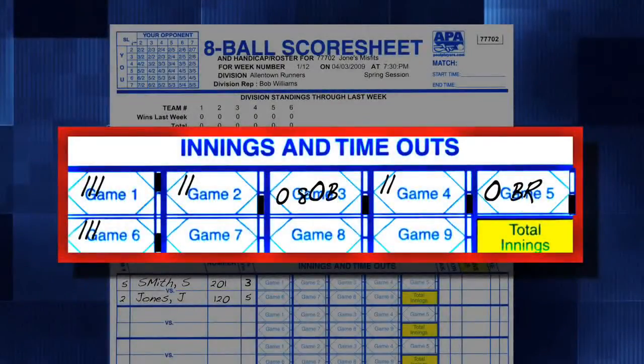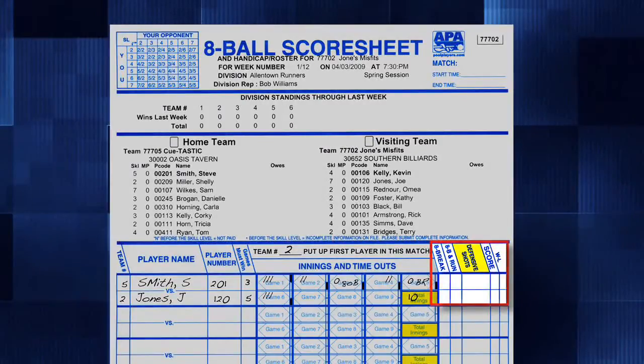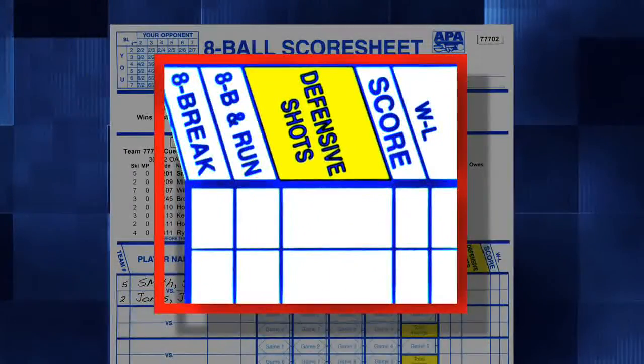The total innings block. Add up all of the innings for the entire match and enter the total in the total innings block shown here. The 8 on the break and 8 break and run blocks. Use the appropriate blocks to mark the total 8 balls pocketed on the break, 8B, and the total of all break and runs, 8B and run, for each player in the appropriate blocks here.